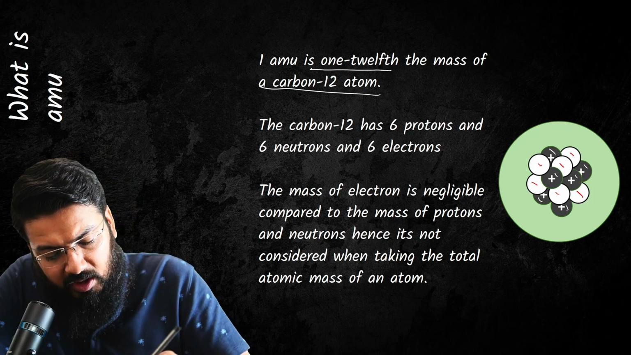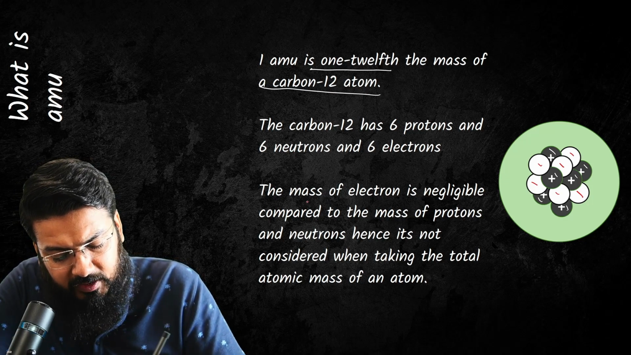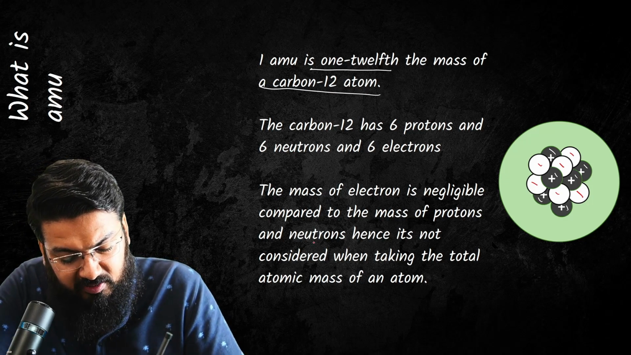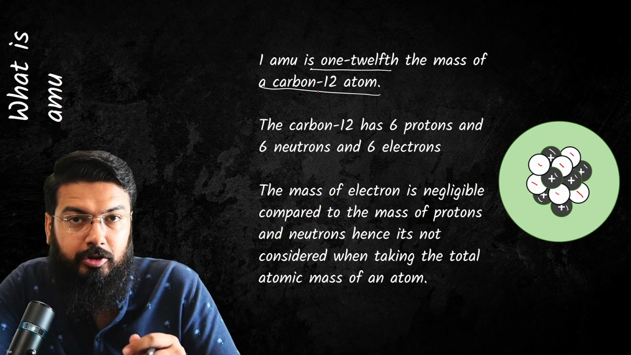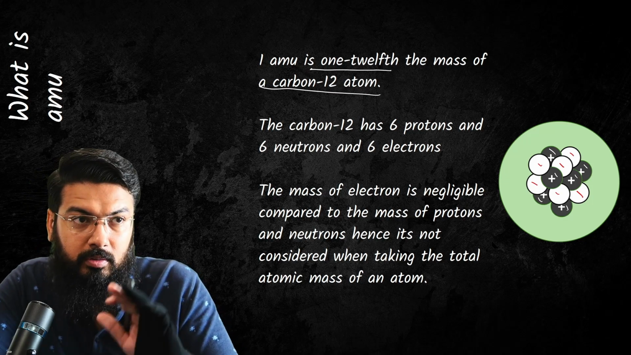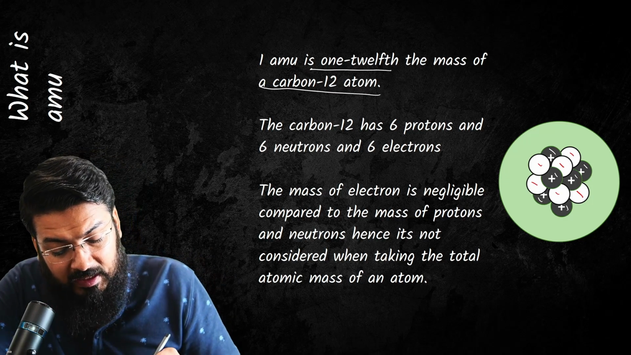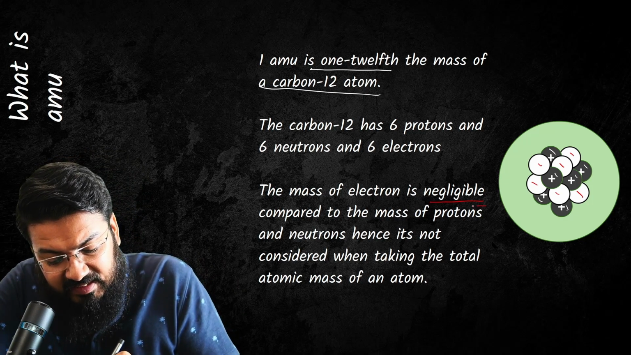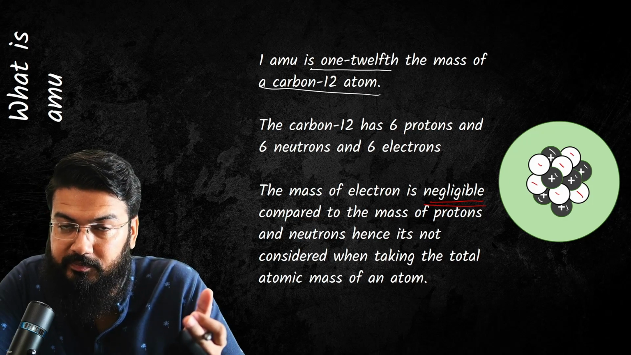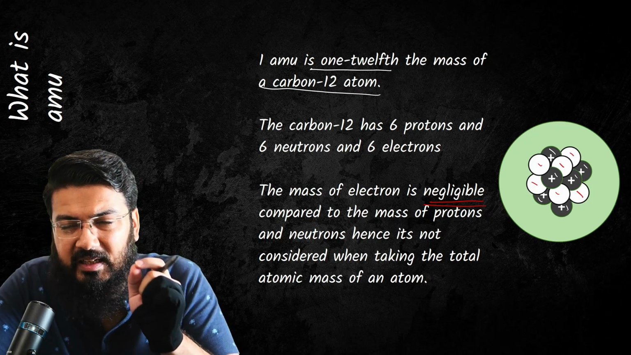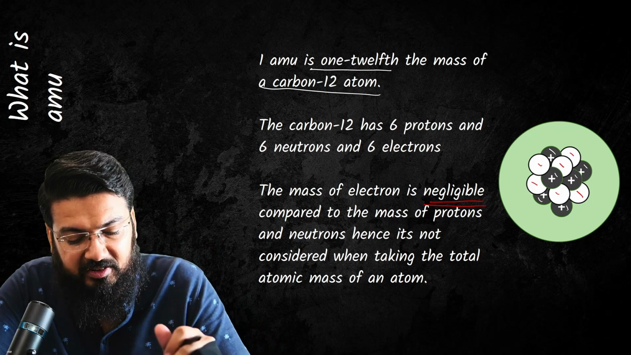So carbon 12 has 6 protons, 6 neutrons, 6 electrons. We discussed that the mass of an electron is negligible compared to the mass of protons. So we say that it's a carbon 12 atom and we consider the mass to be 12, even though there's 6 protons, 6 neutrons, and also 6 electrons. But the mass of the electrons is negligible. They are very tiny and small compared to your protons and neutrons, so we can just ignore their masses.